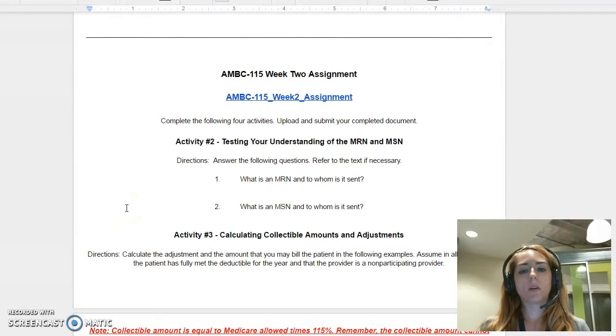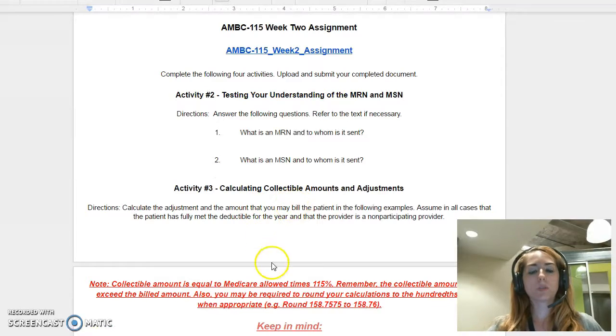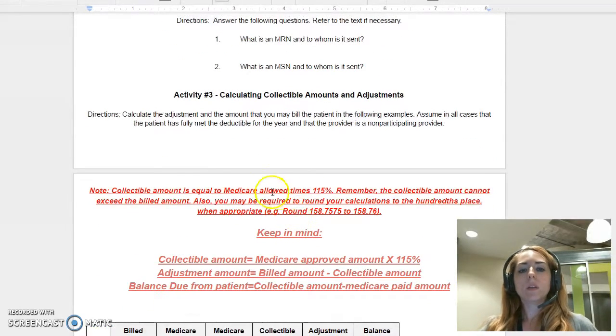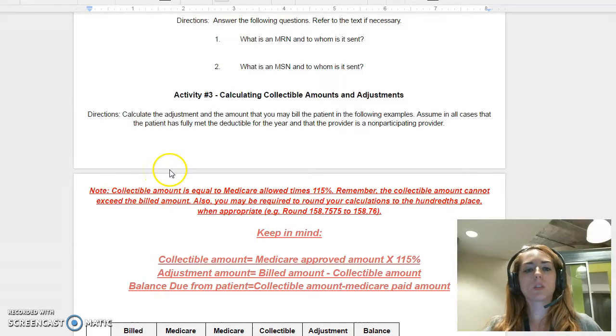Activity 2, basically what you're doing is talking about what an MRN and MSN are. These abbreviations can have different meanings depending on what you're looking at. So make sure that you are looking at what's in our reading this week, what those abbreviations mean. Otherwise, you can't get full credit if you're referring to a completely unrelated abbreviation. So that's pretty straightforward.